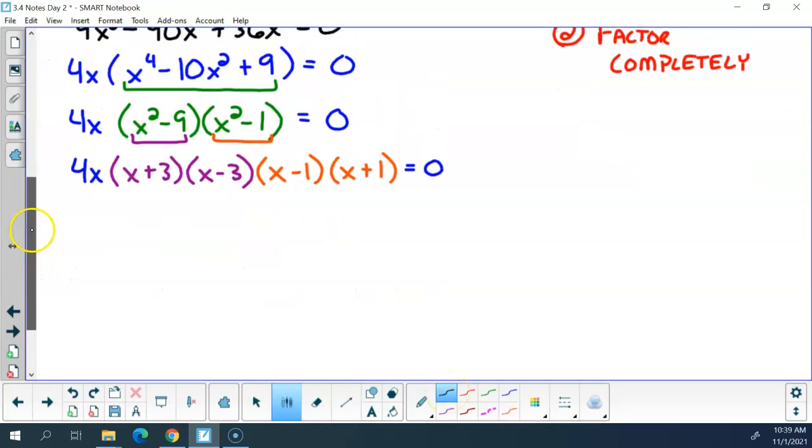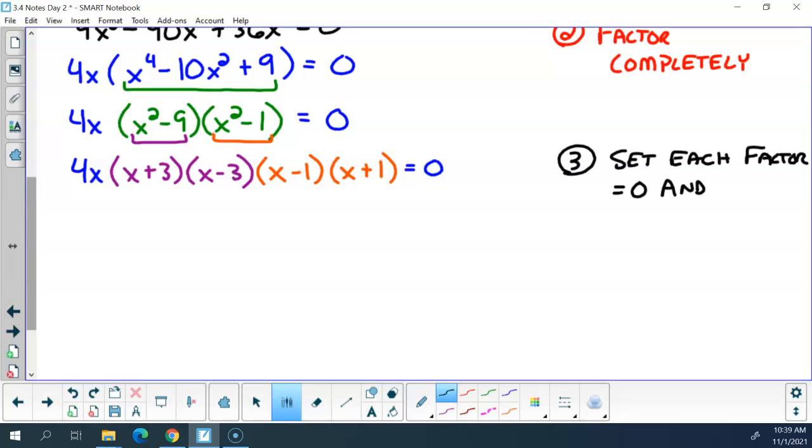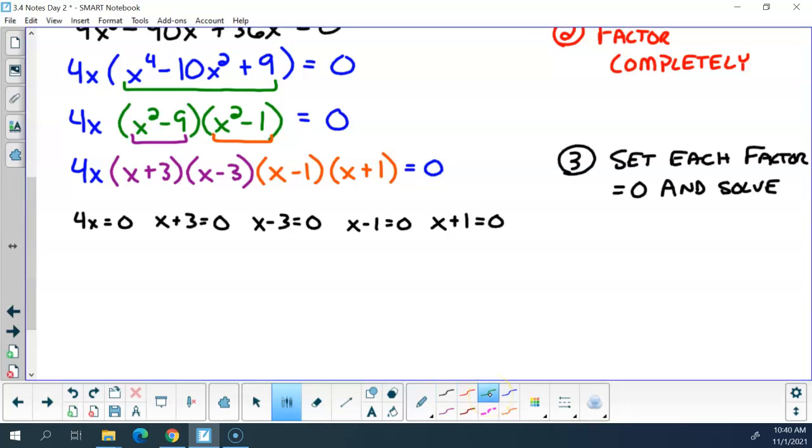Now step number 3: set each factor equal to 0 and solve. Is that why we have 5? We set each individual one equal to 0. So 4x equals 0, x plus 3 equals 0, x minus 3 equals 0, x minus 1 equals 0, and x plus 1 equals 0, because we're finding our zeros. Then we solve them. So x equals 0, x equals negative 3, x equals positive 3, x equals 1, and x equals negative 1.